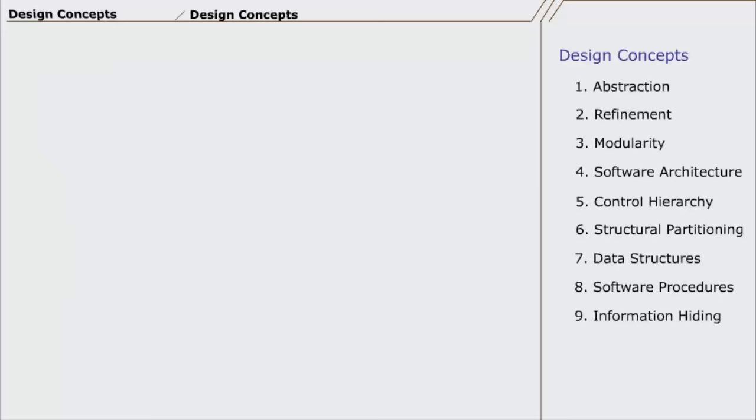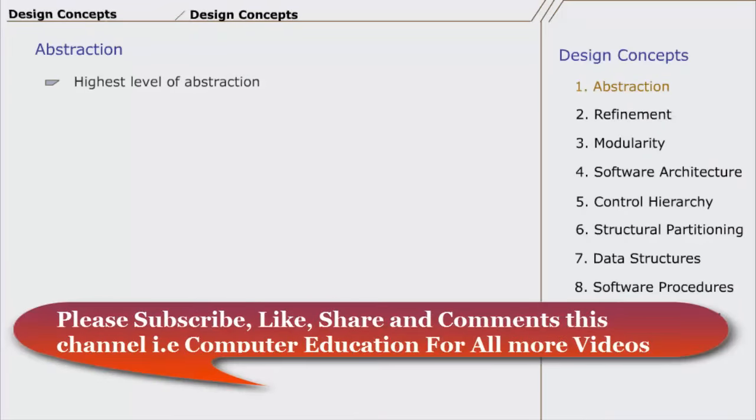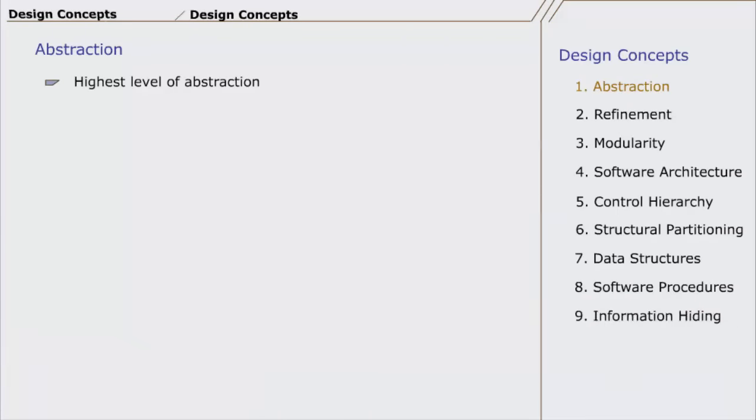Let us start with abstraction. A modular solution to any problem can take us to many levels of abstraction. In highest level of abstraction, a solution is stated in broad terms using the language of the problem environment. The statement that we want to automate computer science department is an example of high-level abstraction.